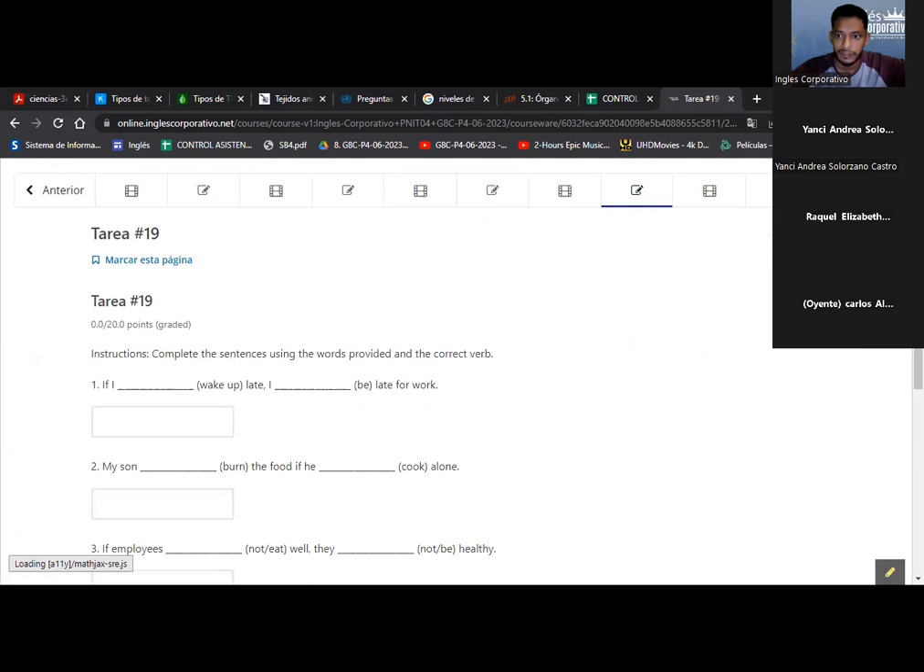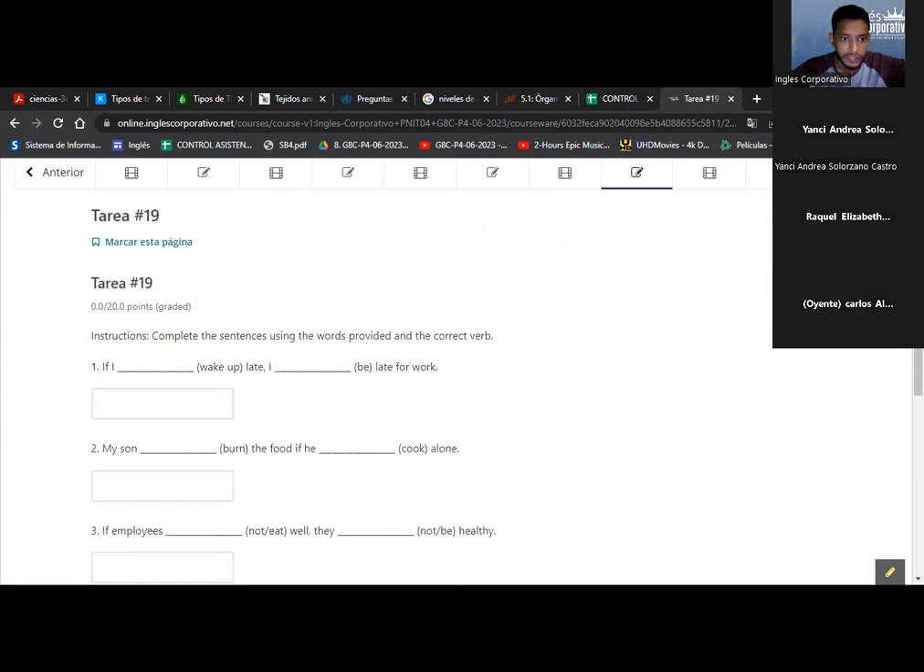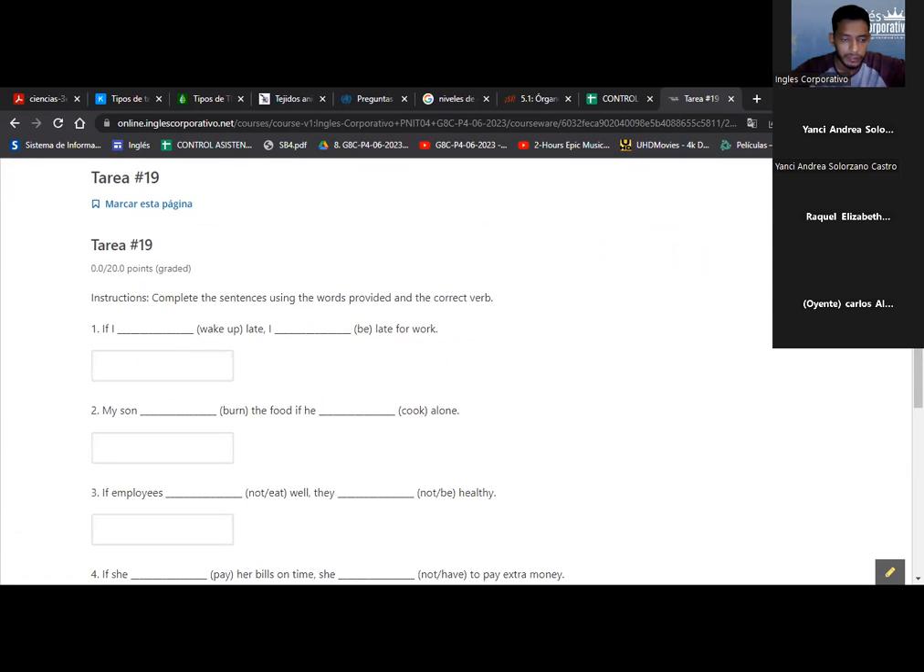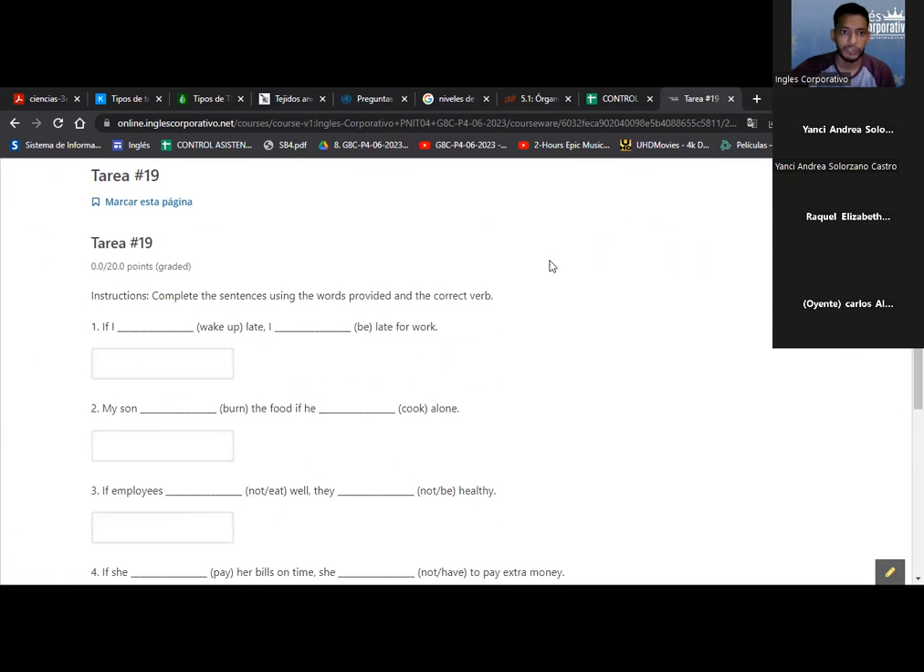Acá, esa sería, ¿verdad? Ese sí. Dice, complete the sentences using the words provided and the correct verb. Ok. Eso que está acá es el condicional número uno, si no me equivoco. No sé qué tema será. Si es el zero conditional o the first conditional. Pero sería así. Vamos a ver. Wake up. Yo creo que todo lo va a escribir. No sé, lo escribe todo.